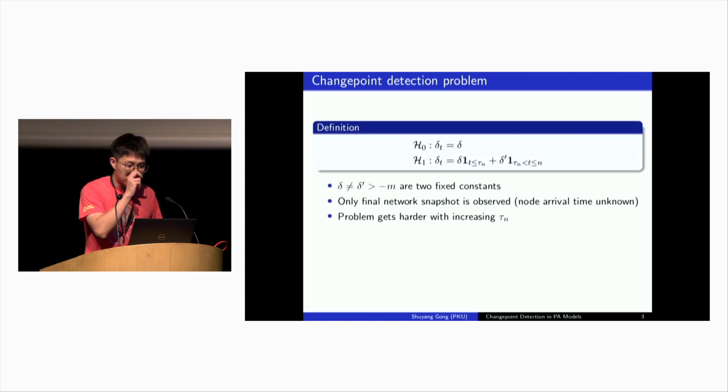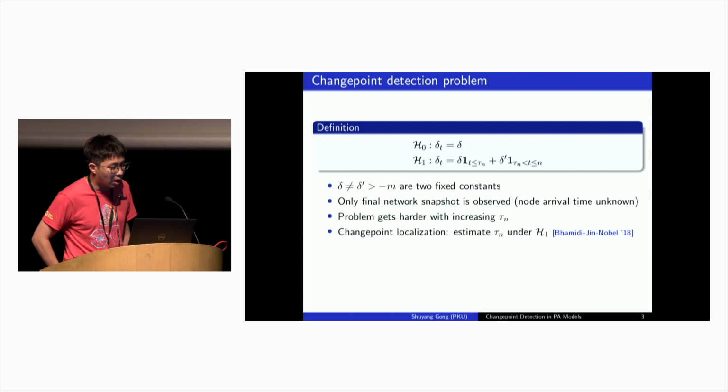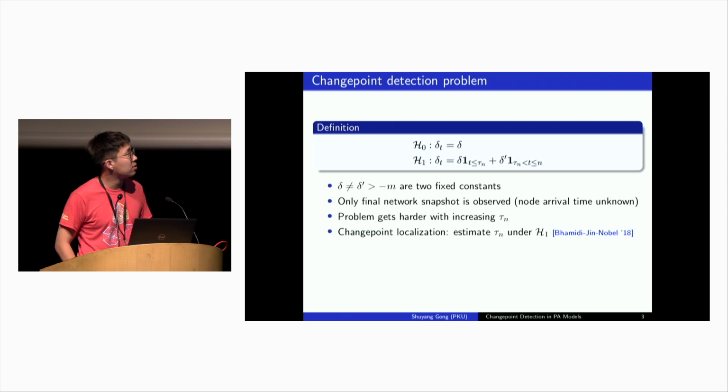Another thing I want to mention is that this problem gets harder with increasing tau n. This is because the larger tau n is, the less structural change you can see in the graph. This can be made precise, I think, by using the data processing inequality. If you are already under H1, which means you know there is indeed a change point, you can also study the change point estimation problem. This has been studied by Hamidi, Jean, and Nobel in 2018. They can estimate this number tau n within square root of n error.